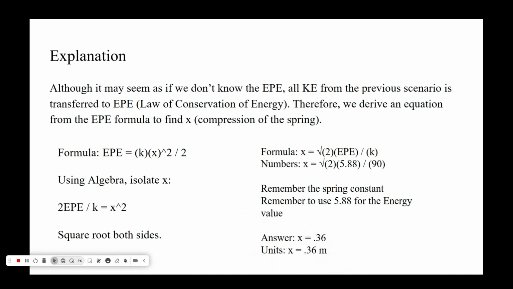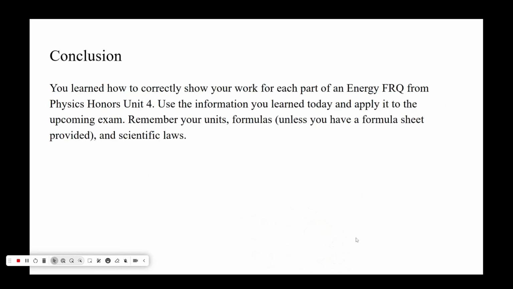Again, this could show up on your exam, or you can get the velocity question. Both are quite similar. I included both in this scenario, so we could go over the material, understand what's actually going on, and we will be prepared for the exam. So in conclusion, we learned how to correctly show our work for each part of an energy FRQ from Physics Honors Unit 4. Use the information you learned today and apply it to the upcoming exam.